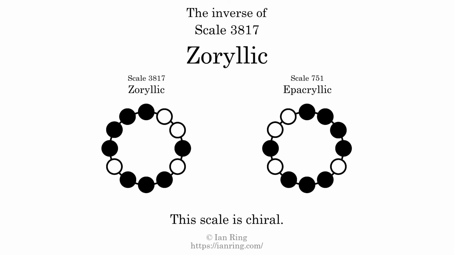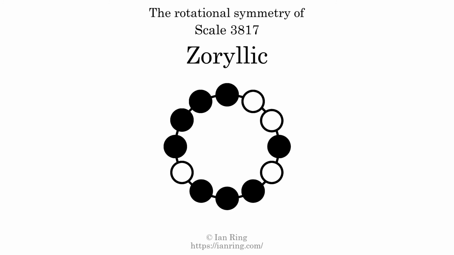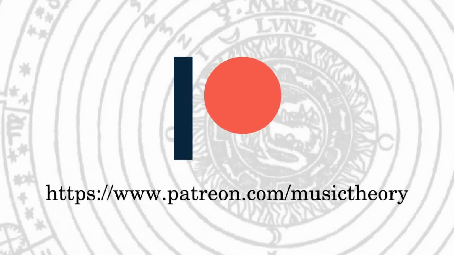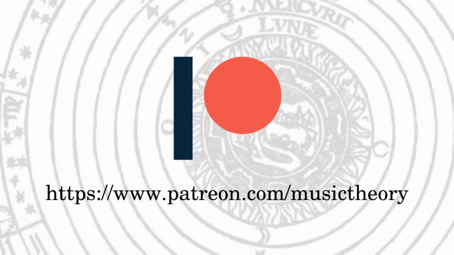The inverse of a scale is a mirror image. It is what you get when the sequence of intervals is reversed. The inverse of this scale is scale 751, also known as epicyclic. This scale is chiral. It cannot transform into its inverse by rotational transformation. This scale has no rotational symmetry. For even more detail about this scale, visit ianring.com/musictheory/scales/3817.